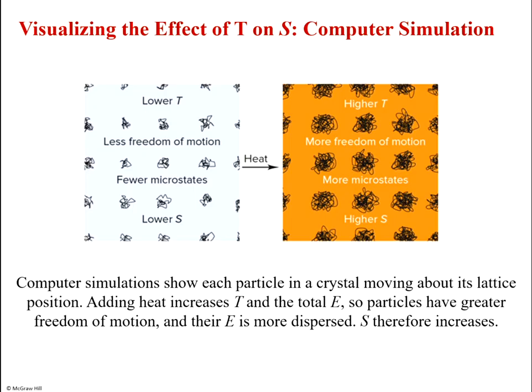Here are computer simulations looking at a crystal, and we see the potential motions, the random walks that atoms take at lower temperature on the left-hand side and at higher temperature on the right-hand side. You can see on the right-hand side, the atoms undergo much larger excursions and they have a much wider range of available positions at that temperature. So adding heat increases temperature, increases the total energy, the particles have greater freedom of motion, and therefore their energy is more dispersed so that the entropy, S, increases.